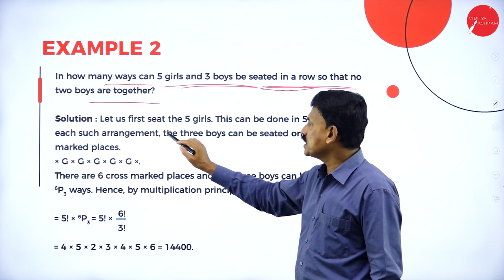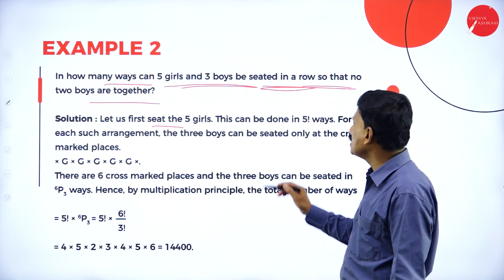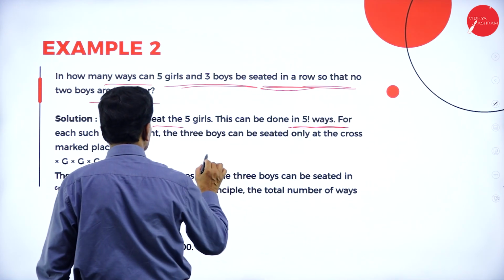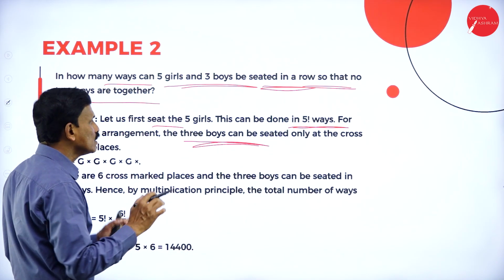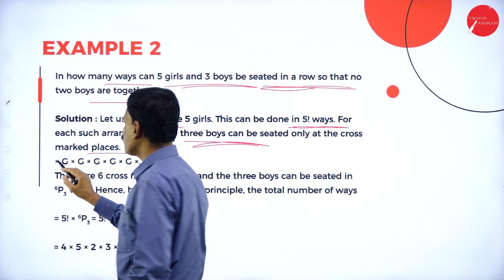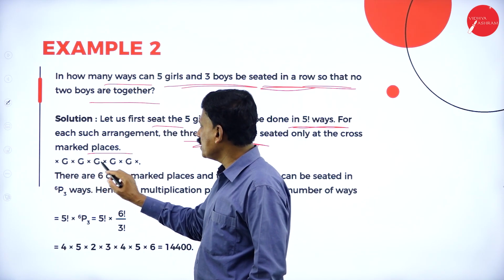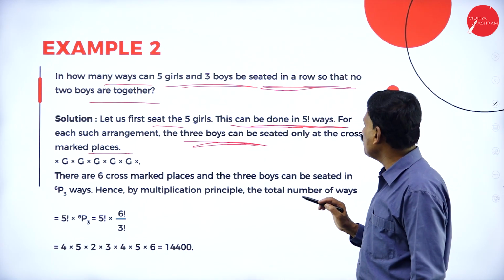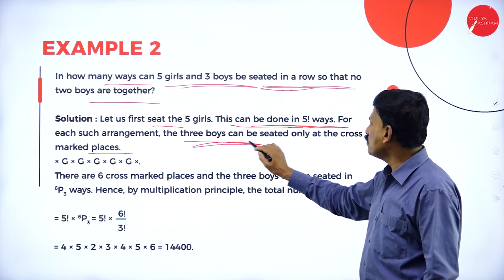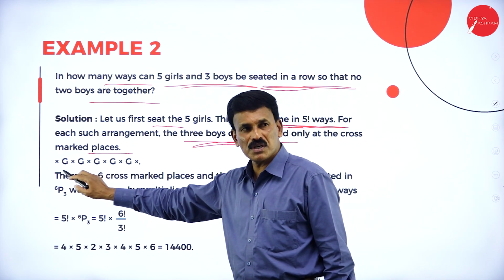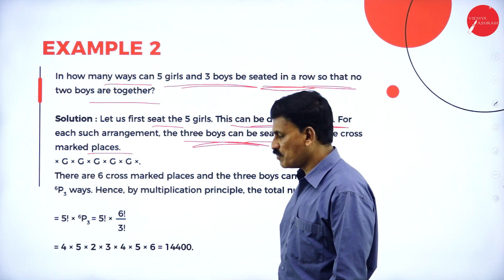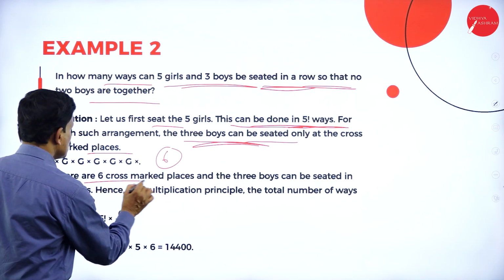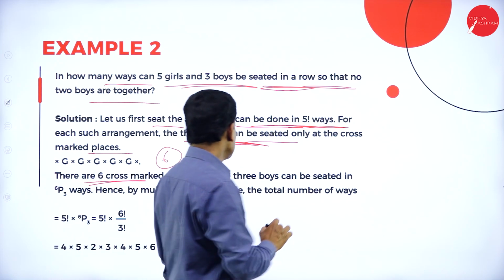Let us come to the solution. Let us first arrange the 5 girls. This can be done in 5 factorial ways. For each arrangement, the 3 boys can be seated only at the cross marks like this: a boy, girl, boy, girl, boy, girl, boy, girl, boy, girl, and boy. How many cross marks are there? 1, 2, 3, 4, 5, and 6.